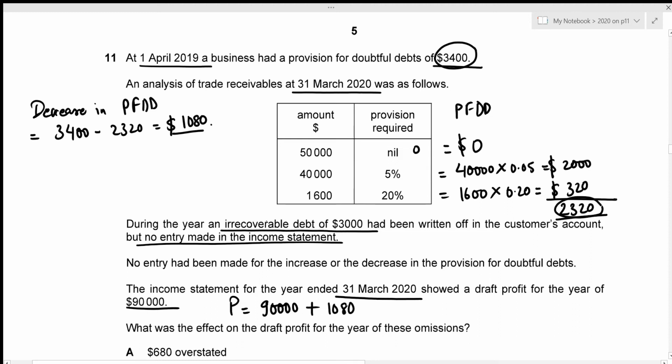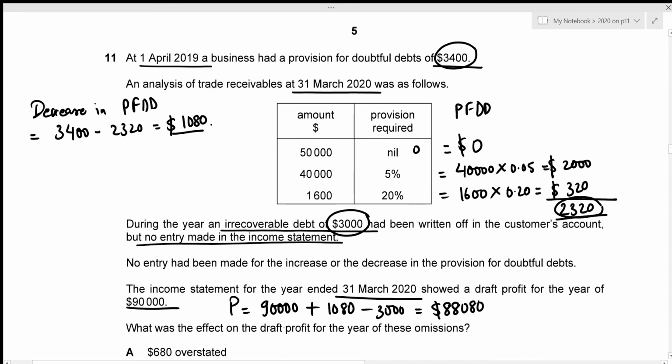Then we're also told that there was an irrecoverable debt of 3000, which had not been included in the income statement. And irrecoverable debt is always an expense which should be deducted in order to figure out the profit. So I'm just going to deduct this 3000. And this gives our correct profit to be 90,000 plus 1080 minus 3000, which results in 88,080.